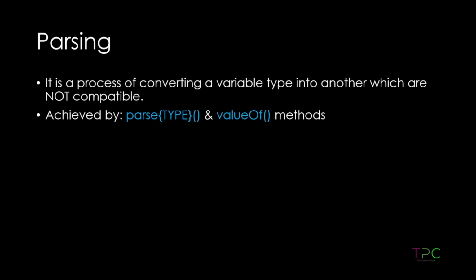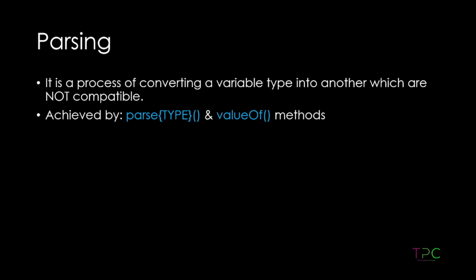What is it exactly? It's a process of converting a variable type into another which are not compatible. This is very important because here we want to convert, let's say, integer into a string or string into integer or other, right? This is very important. And of course, if it's possible, because for instance, we cannot parse, let's say, boolean into double, right? This is prohibited.